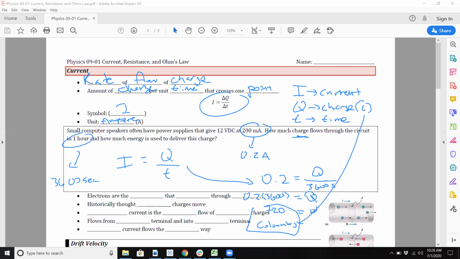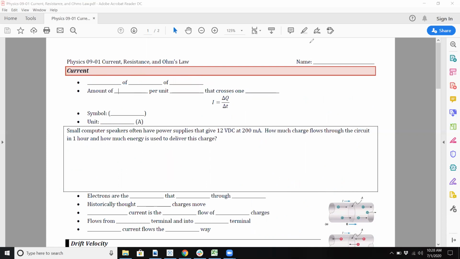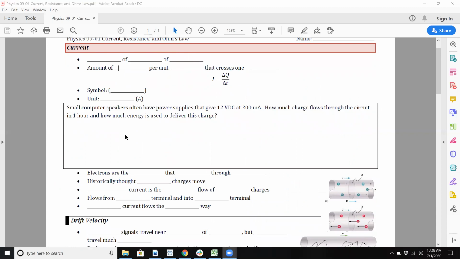Let's keep moving here. Okay, let me undo that. Excuse me.